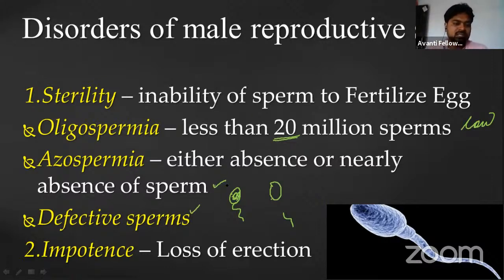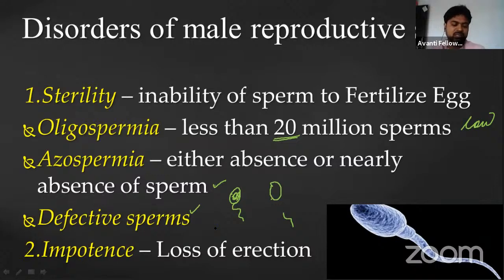Next is impotence. ठीक है, impotence is actually somewhat temporary or a psychological thing, इसे हम कह सकते हैं. So in impotence, there is loss of erection of the penis. ठीक है, and due to absence of erection there is no transportation, no copulation, no sexual activity between male and female.